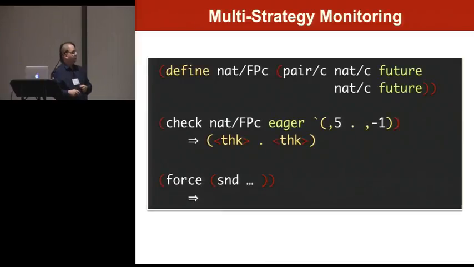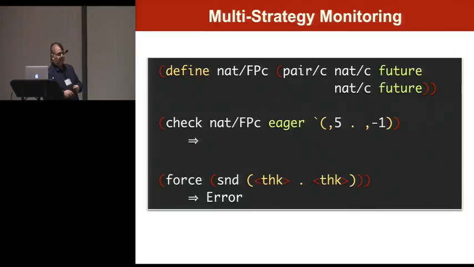We can also do this the other way. We can put 2 future contracts around those 2 subcontracts, use eager at the top, and get back a pair of promises. If we force the second one, we get an error because that's not a natural number.